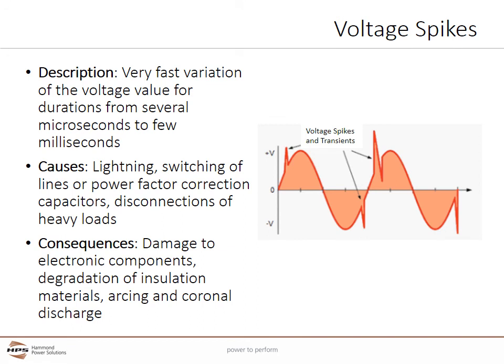Voltage spikes are very fast variations of the voltage value for durations from several microseconds to a few milliseconds. Most spikes are a fraction of 1 cycle, but sometimes can be longer. Spikes are commonly caused by lightning, switching of power lines or power factor correction capacitors, disconnection of heavy loads, and harmonic resonance. These spikes can cause many issues, including damage to electronic components, degradation of insulation materials, and arcing or corona discharge.